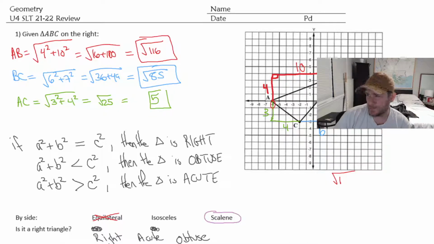So we're gonna take the root 116 and square it. And remember, when you square a radical, the radical just gets canceled out. So you literally just get 116 as your answer. And what we want to do now is compare that to the other sides. So take the root 85 and square that. And then add to that the 5 squared.